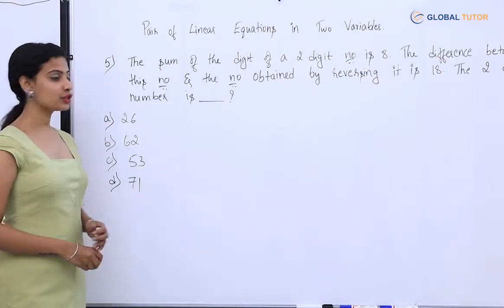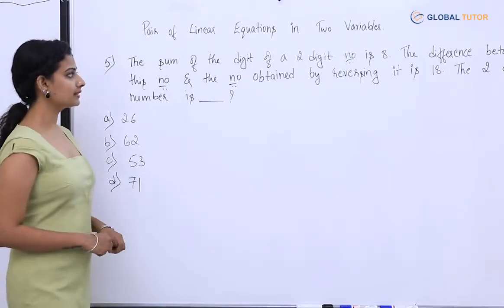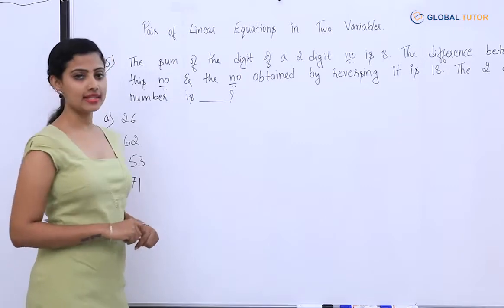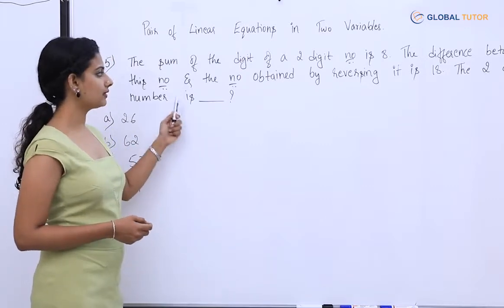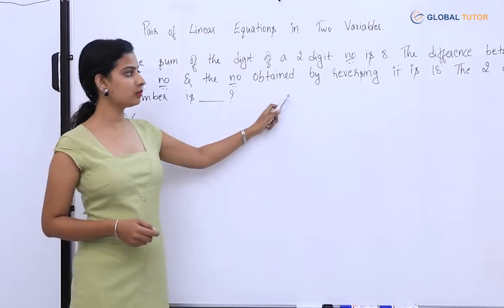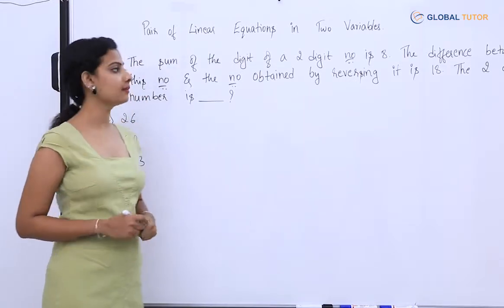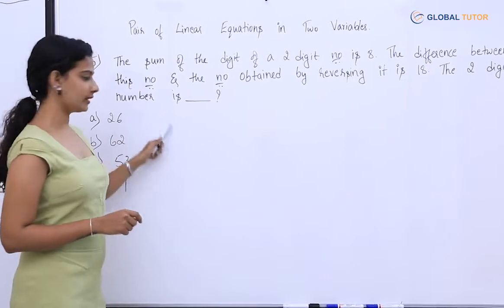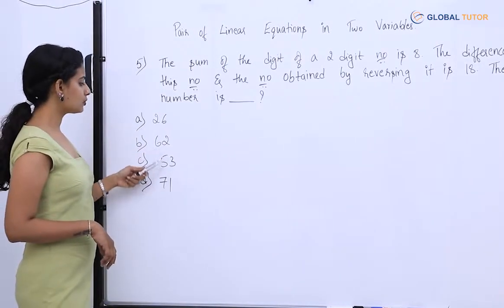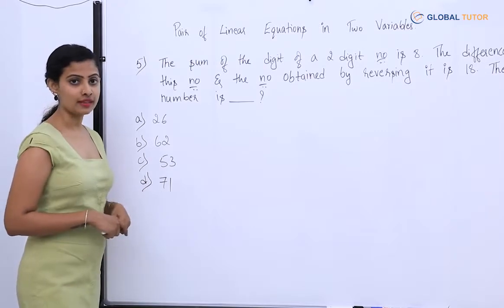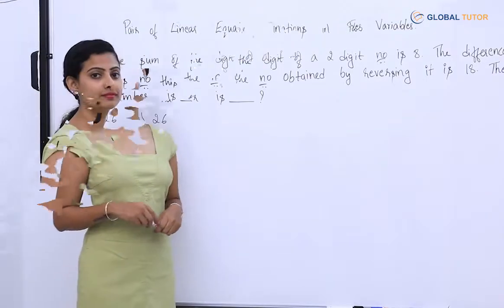Let's see the next question. The sum of the digit of a two-digit number is 8. The difference between this number and the number obtained by reversing it is 18. The two-digit number is, we got 4 options, 26, 62, 53, 71. Let's see how to solve this.